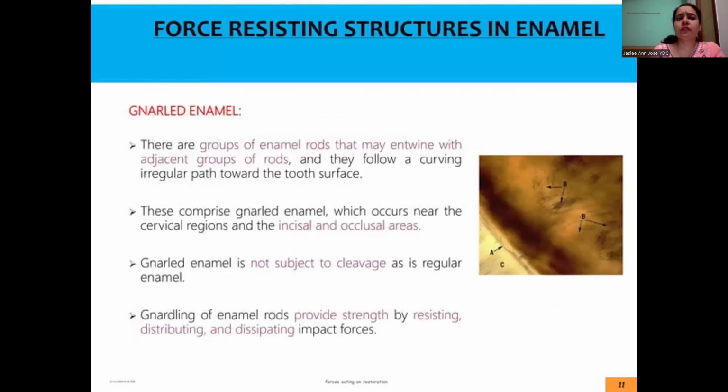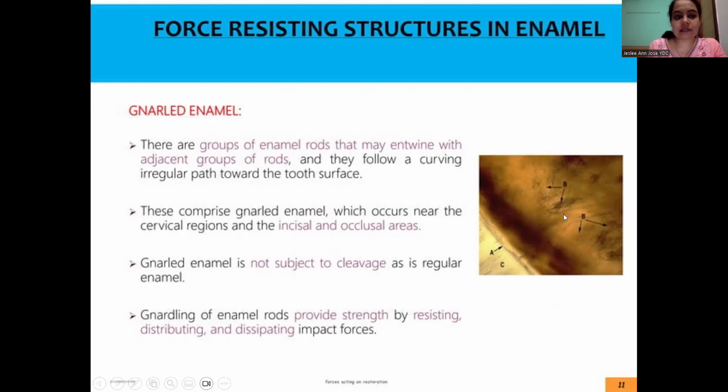Coming to the force resisting structures in enamel. When we say that enamel is strong, hard, or rigid, what makes enamel hard? The first thing is the gnarled enamel within it. These are the groups of enamel rods that may entwine with the adjacent groups of rods, and they follow a curving irregular path. In this picture, you can see that the usual enamel rods will be in a curving manner. But in some areas, you will see that these enamel rods are in groups.